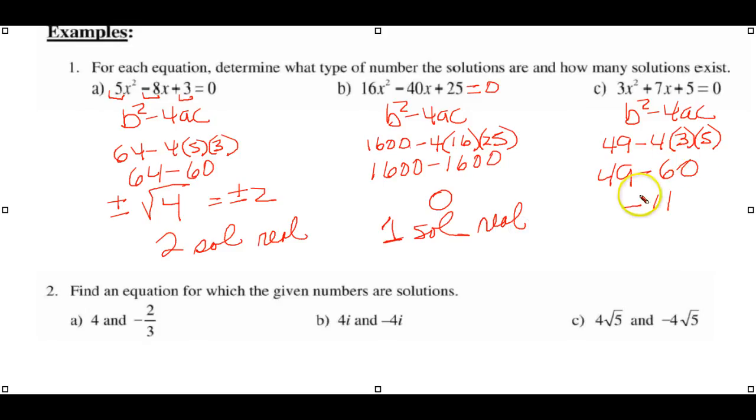And for this one, you end up with a negative 11. So this is going to be 2 imaginary numbers, because this is the square root of a negative 11, which comes out as i, the square root of 11. And it's plus or minus. Okay.